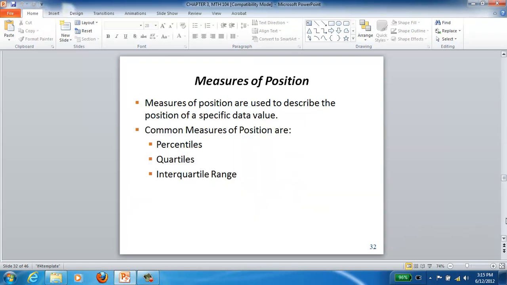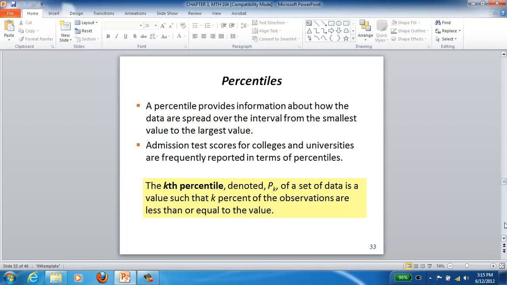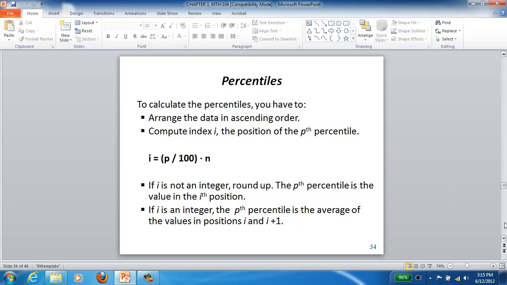Now, measures of position: percentiles, quartiles and interquartile range. For the percentiles, we have to follow these steps. We have to put the data in ascending order, and then calculate the index. The index will be the percentile over 100 times n. N is how many observations you have.